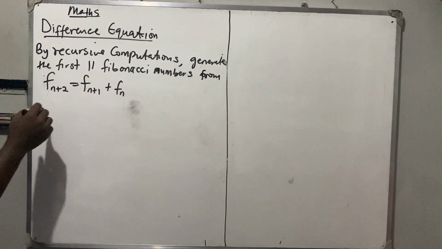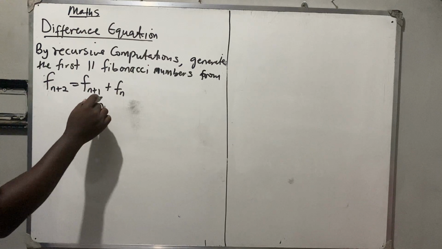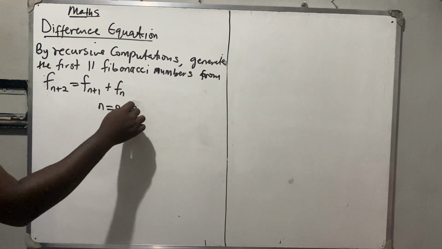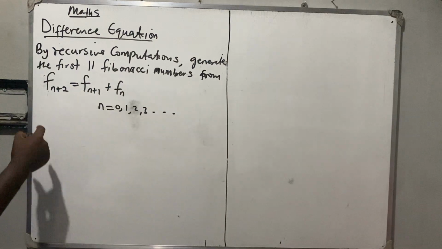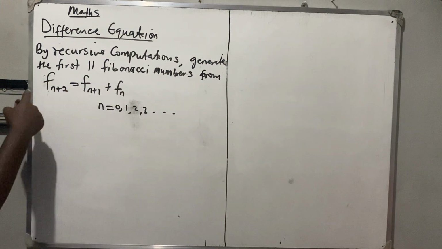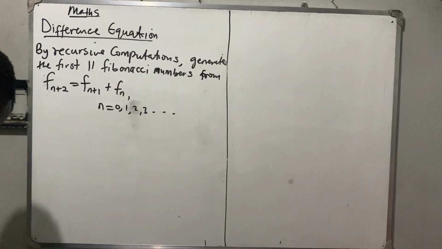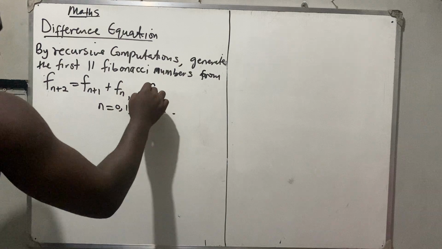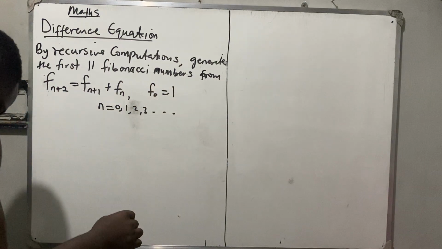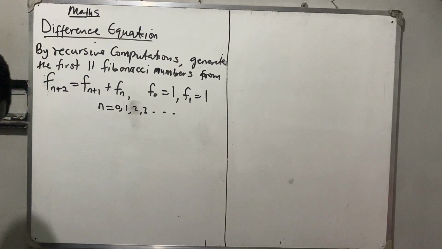So the first term is when n is 0. Don't forget that n is always what? 0, 1, 2, 3, like that. So the first term is when n is 0. Okay, sorry, there is a condition. The condition we have is that f of 0 is 1 and f of 1 is 1. Okay, so these are the conditions we have.